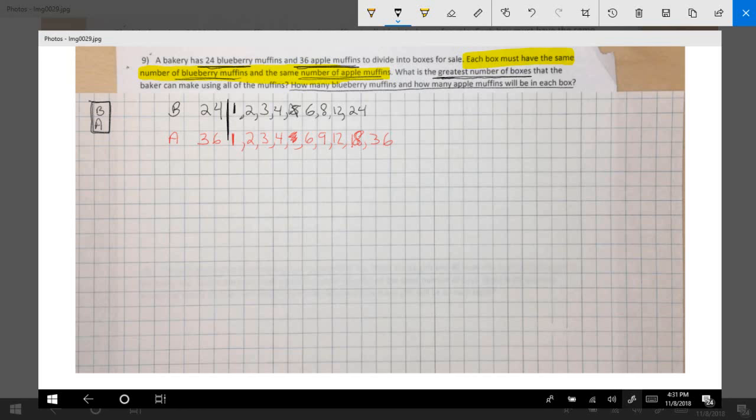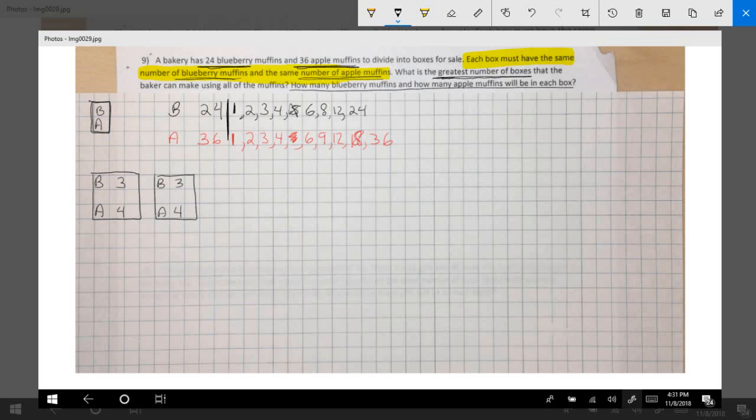It means that if you have a box of blueberry and apple muffins, and you have 3 blueberry here and 4 apple there, then in the next box you need to have 3 blueberry and 4 apple, and so forth. So it doesn't mean there has to be the same number of blueberry and apple.